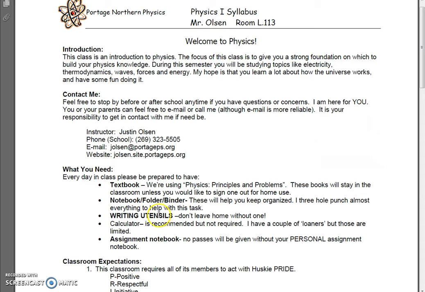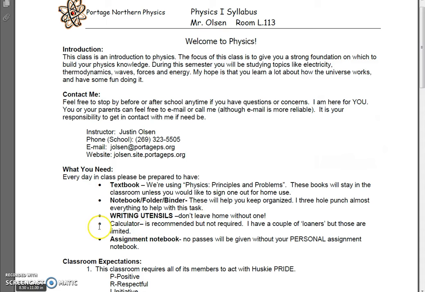What I really want you to think about is that you need to have a 3-ring binder. I strongly suggest a 3-ring binder because I 3-hole punch everything that I possibly can. This is going to help you keep organized. At the end of the year, we do have a final exam that is going to be over everything in the course. So you're going to need your very first homework packet all the way to your very last homework packet. Make sure you keep organized.